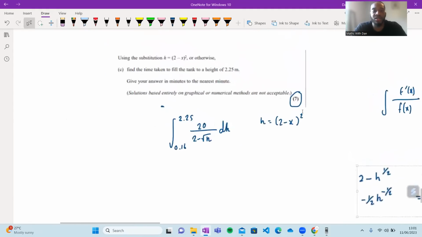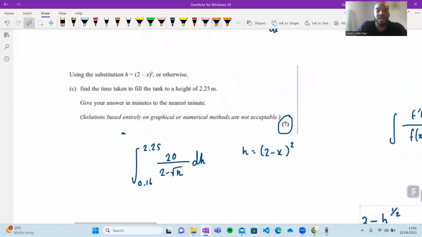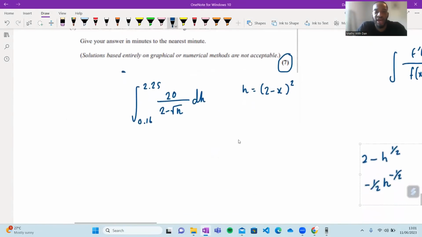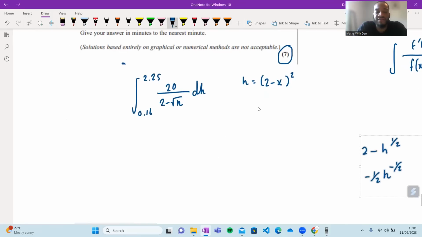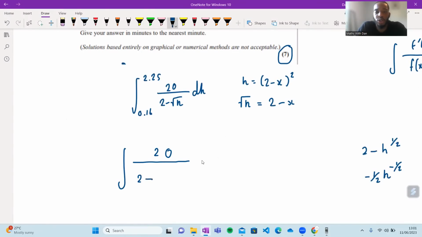But anyways, continuing. We've got h is equal to 2 minus x squared. First things first, I've got a square root of h here. If I square root h, this is just going to go to 2 minus x, isn't it? So therefore, I'm going to have a 20 so far, and then it's going to be 2 minus the square root of h, which is now 2 minus x, so far. And then I've got this dh here.